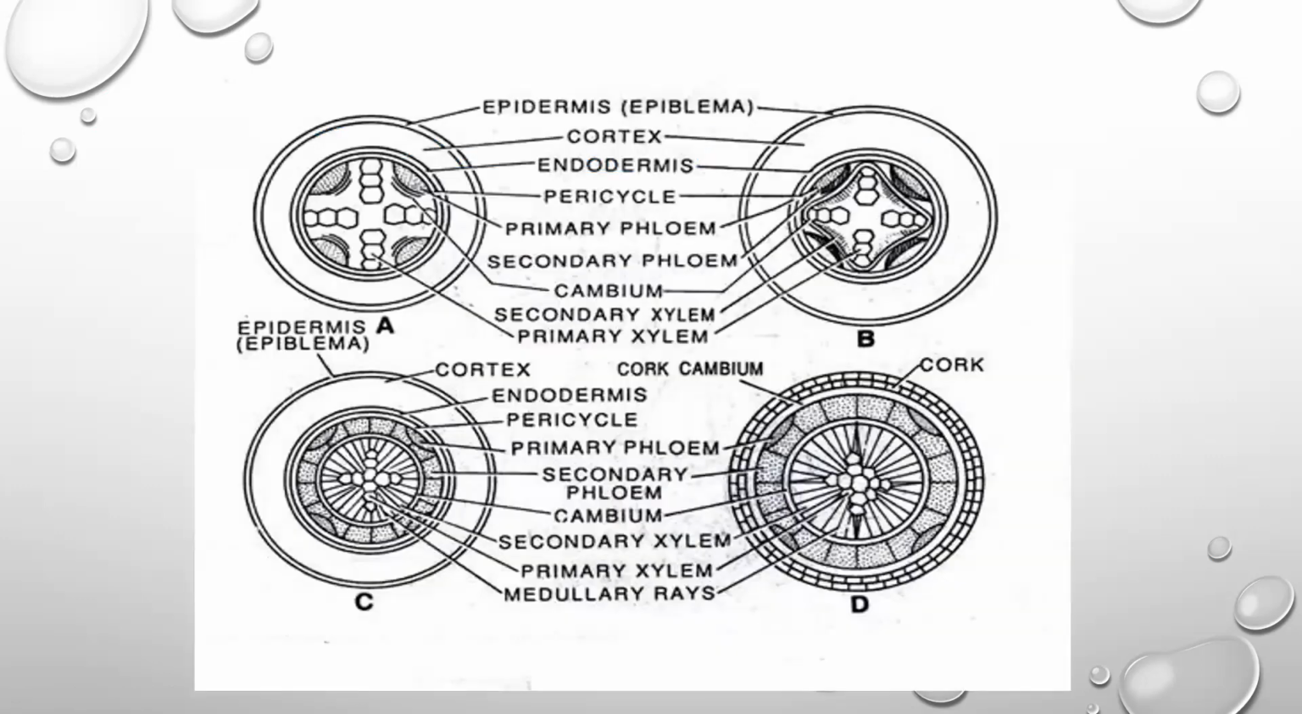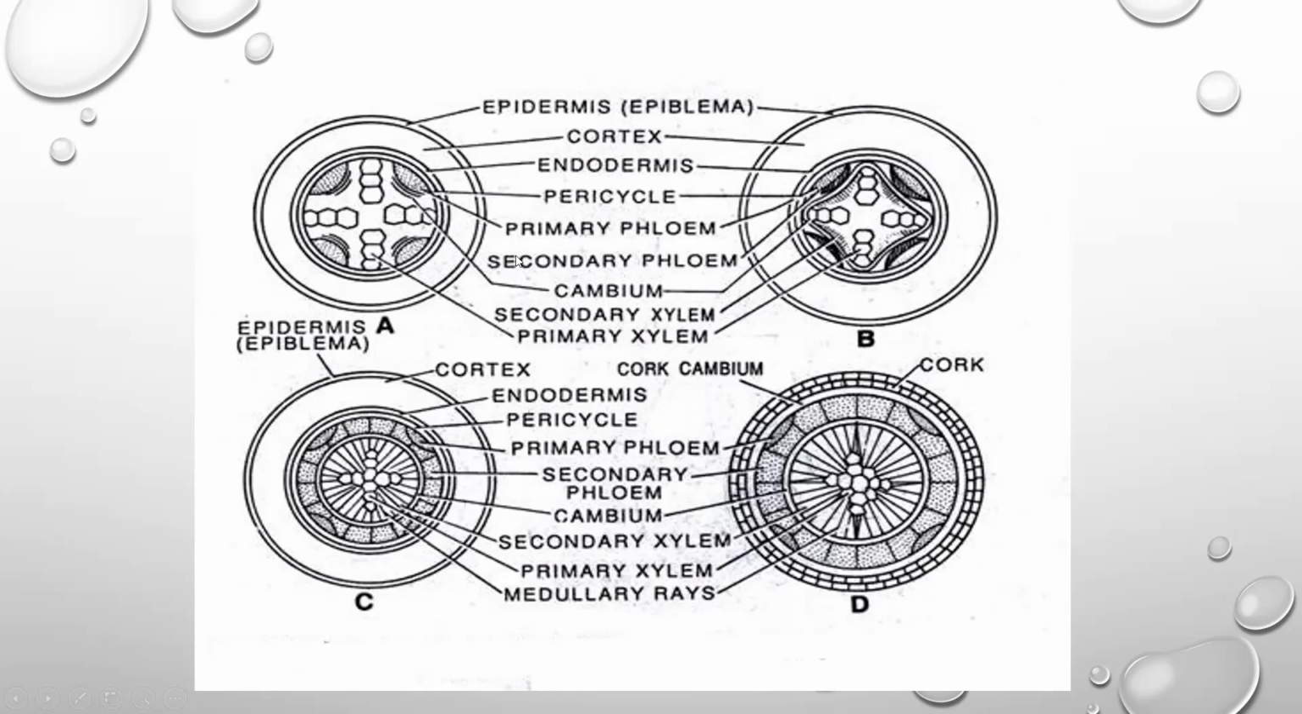So this is the epidermis in the TS of dicot stem, and now the root. Here the epidermis is called the epiblema, then cortex, endodermis, pericycle. Here this one is the primary phloem and this one is the secondary phloem. These are arranged radially, so xylem and phloem are separate. This one is the xylem, this one is the xylem and this one is the phloem. In between these, the cambium is present.